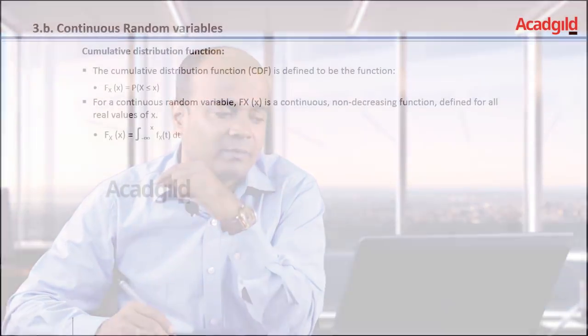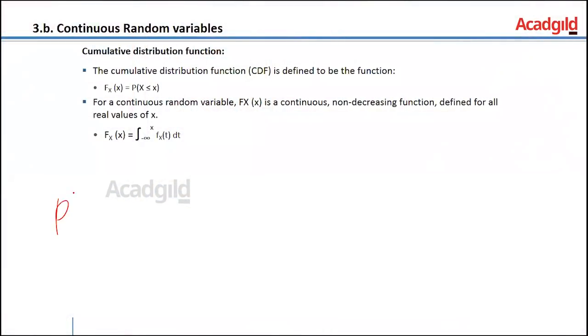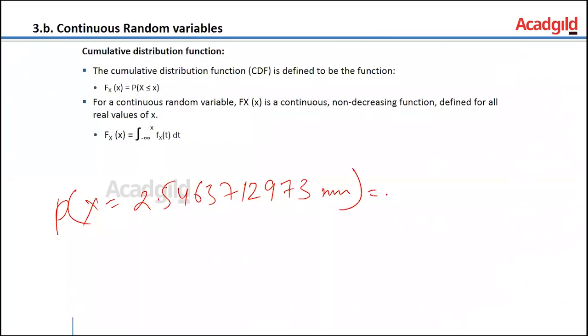How many numbers are there between 2 and 3? There are infinitely many numbers between 2 and 3. Okay. So what's the probability of getting any number exactly? Say someone asks, what is the probability that my random variable will be equal to 2.546371293 minutes? What do you think it will be? It will be 0, because you cannot be sure about any particular real number.